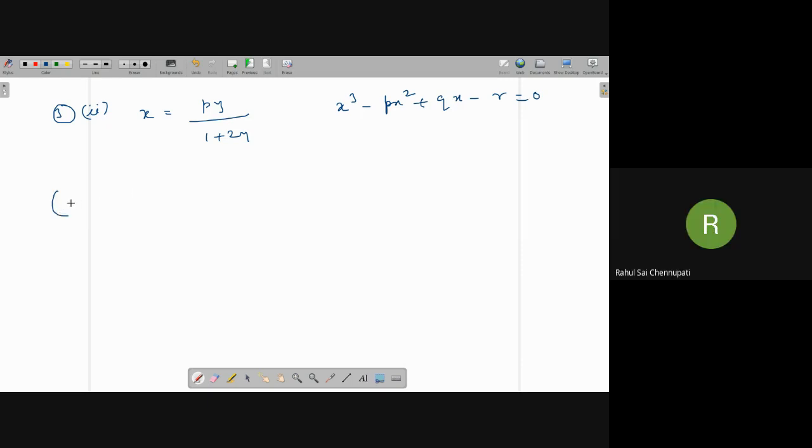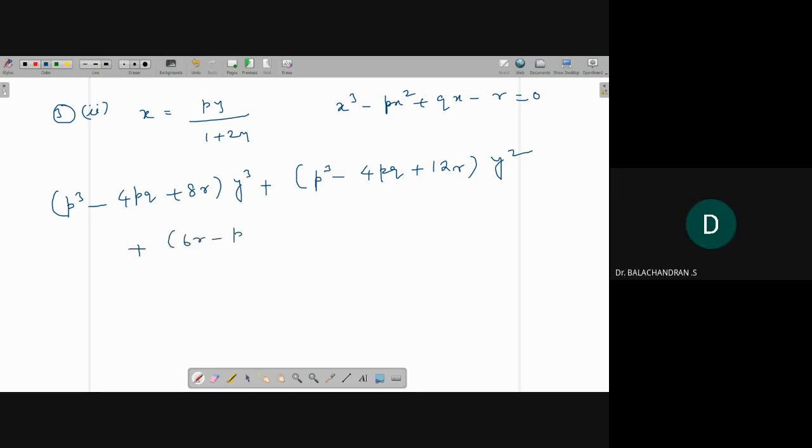So if you substitute, what is the coefficient of y cube? 4pq. But the book answer, I'll write the book answer, maybe I don't know exactly. Okay, sir. pq minus 4pq plus 8r. Yes, sir. Okay, y cube. And then plus p cube minus 4pq plus 12r, into y square. Coefficient of y is what? 6r minus pq, into y, plus r equal to 0. So this is the final expression.